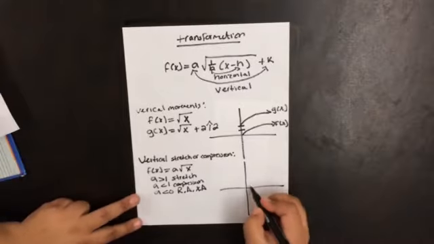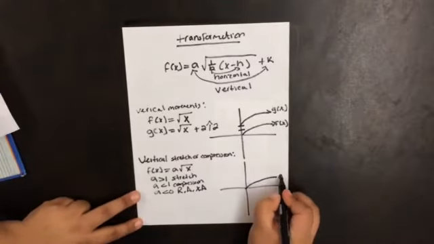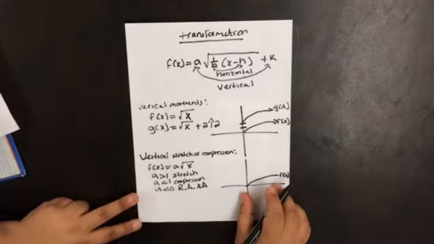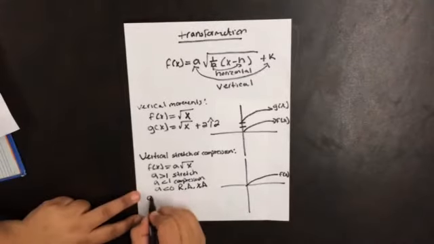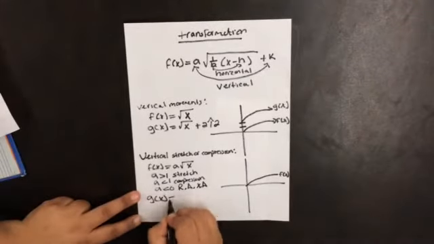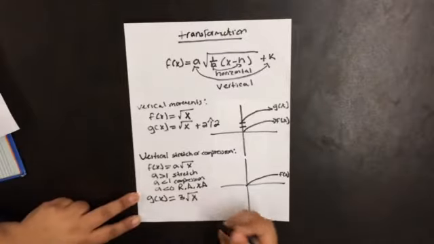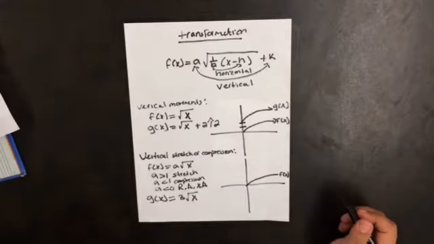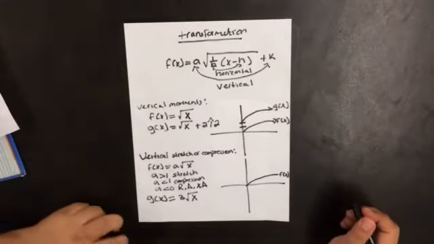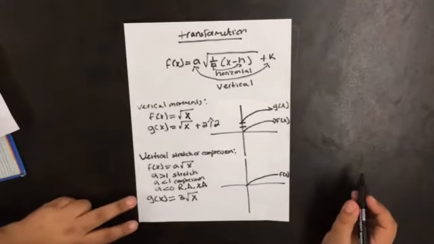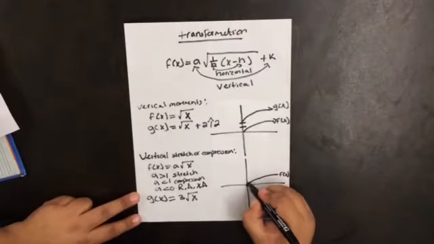So once again, we have f of x. Okay, what if we want to graph g of x equals 3 times the square root of x? Since 3 is greater than 1, then the function f of x is stretched. So it's going to look something like this.